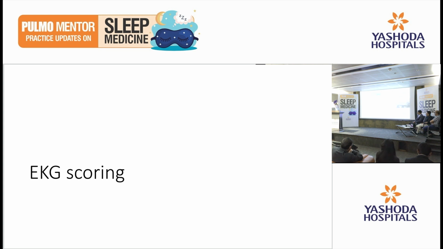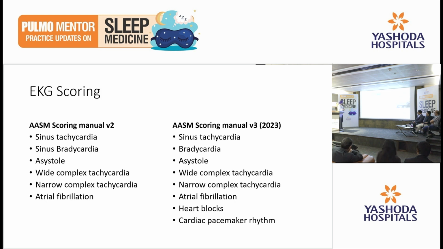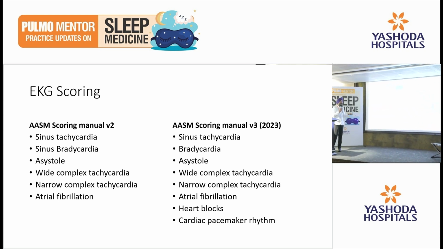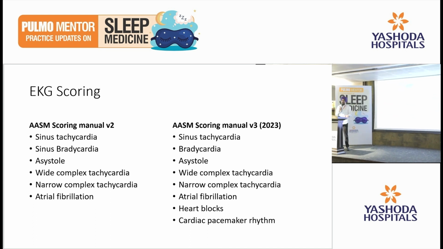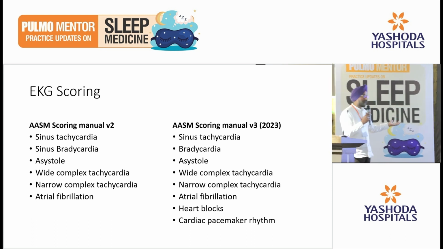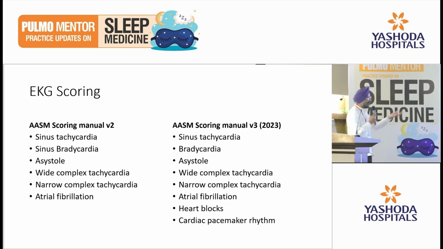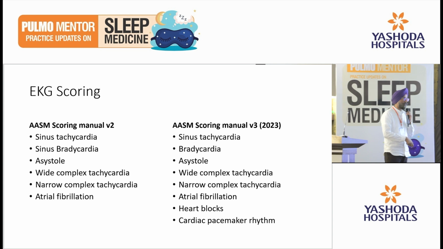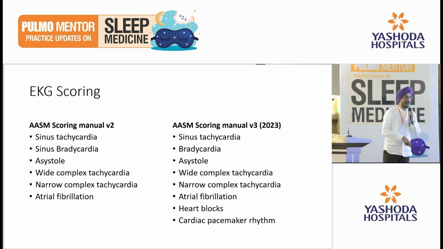And lastly, you have to do EKG scoring. Till 2022, we used to score for sinus tachycardia, bradycardia, asystole, wide complex tachycardia, narrow complex tachycardia, and atrial fibrillation. But I always felt this is not sufficient because in the sleep lab, you can pick up heart blocks, PSVT, and ventricular arrhythmias also. So we used to teach our students more than what the AASM scoring manual was recommending. And the good thing is in 2023, in version 3, they have clearly mentioned, please score heart blocks also and score cardiac pacemaker rhythms also.